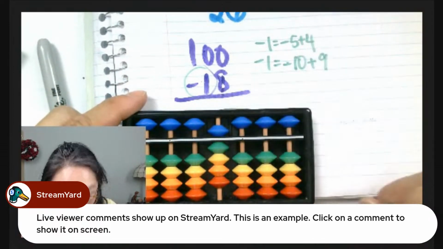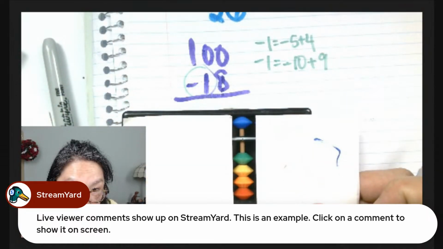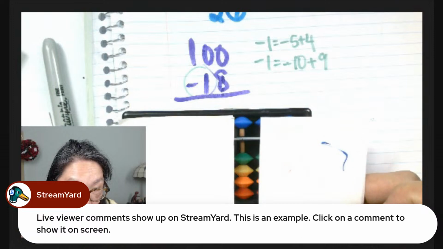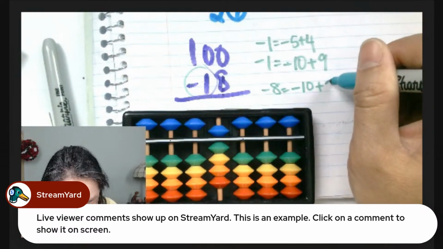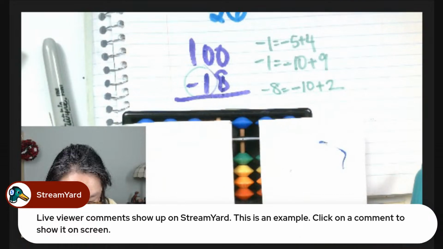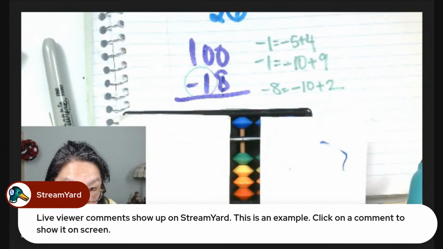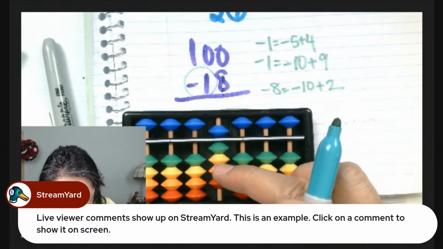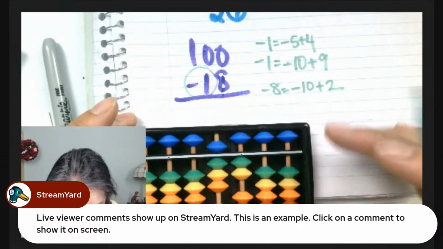And then I need to minus the 8. I'm over here now. Can I take away the 8? No, I cannot take away the 8. What do I do? Minus the 8 is equal to minus the 10 plus the 2. So I'm going to minus the 10, and then plus the 2. My final answer is 82.